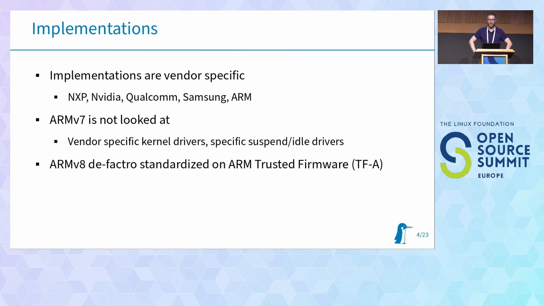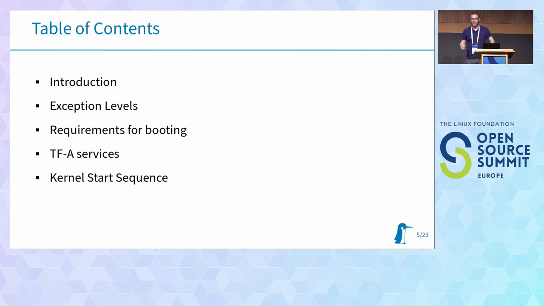So let's start with a short table of contents. We just went through the introduction. I'm going to talk about exception levels on ARM processors initially. I'm going to talk a bit about the requirements we have for booting a system, so what is necessary to get a system up and running. Then I'm going to talk about the TF-A and the TF-A services, which are omnipresent on almost every ARMv8 or ARM 64-bit system. And then we're going to the kernel start sequence so we can eventually end up in the kernel and start user space to run our applications on the processor.